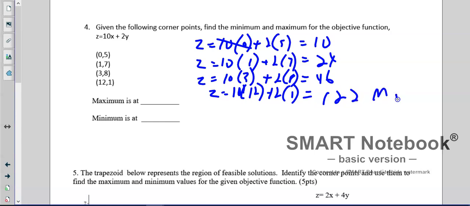So here is my maximum, and here is my minimum. So 0, 5 is my minimum, and 12, 1 is my maximum. Now notice it says at. That means you're talking about the point, not this value.